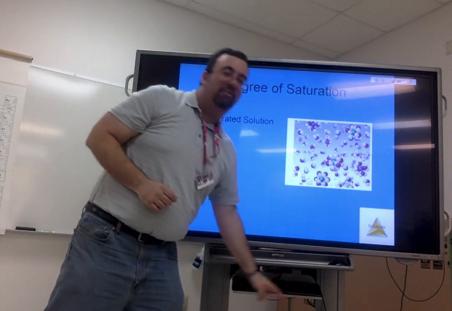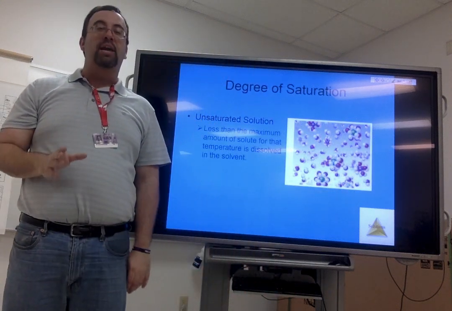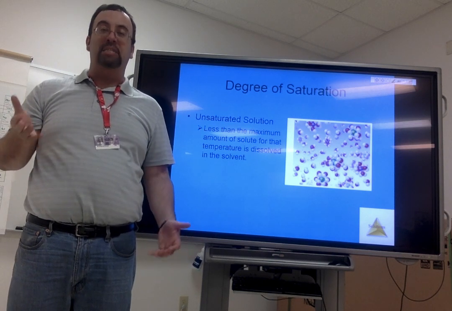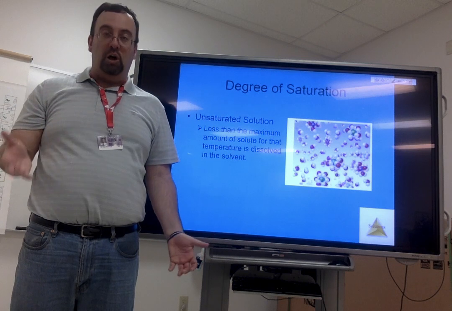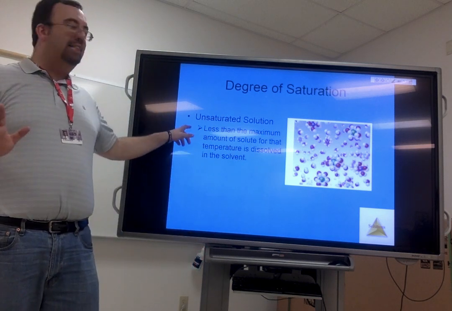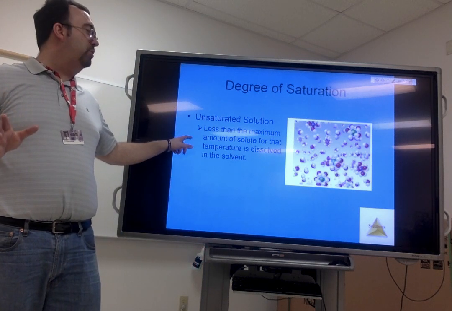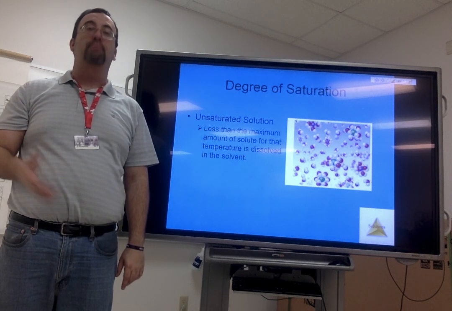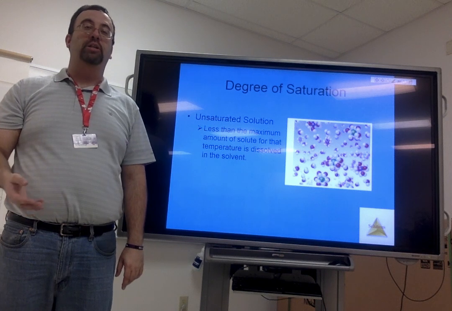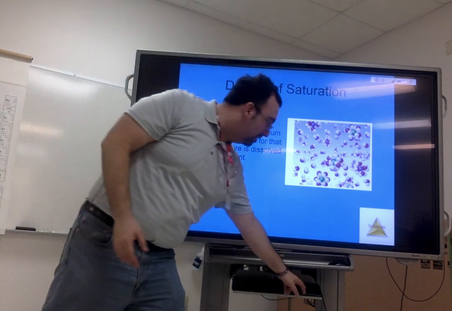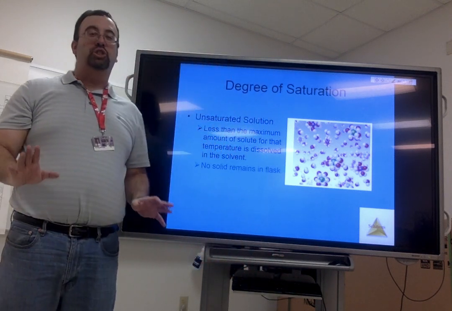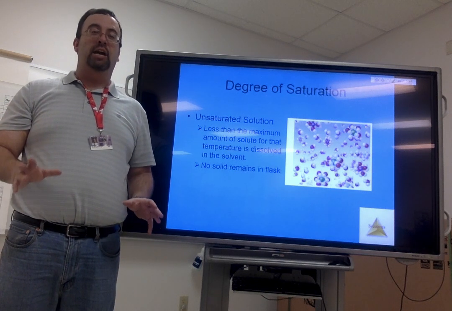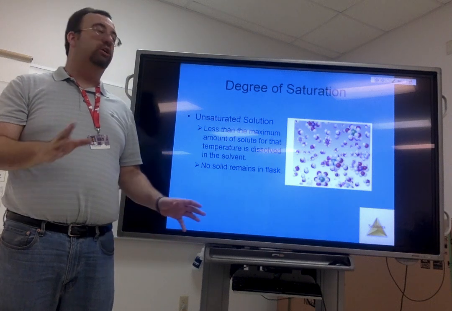We can also have a situation where we have an unsaturated solution. So un means not. So this is not saturated. So what this also means is that we have less than the maximum amount of solute for that temperature dissolved in the solvent. And so we could add more and it would still be able to go into solution. And so because of this fact, we will see that there is no solid that remains behind. So there is no precipitate in an unsaturated solution.